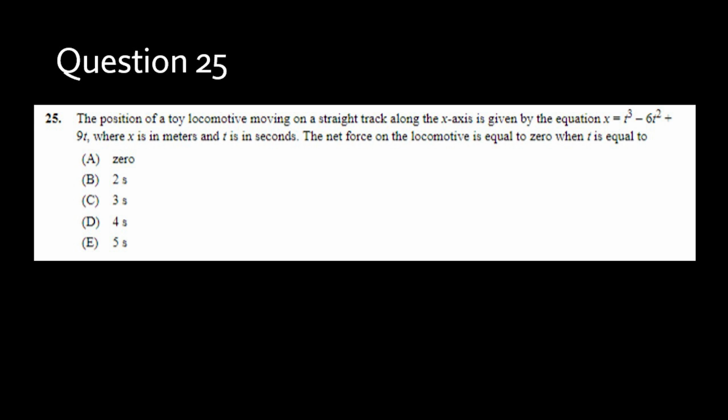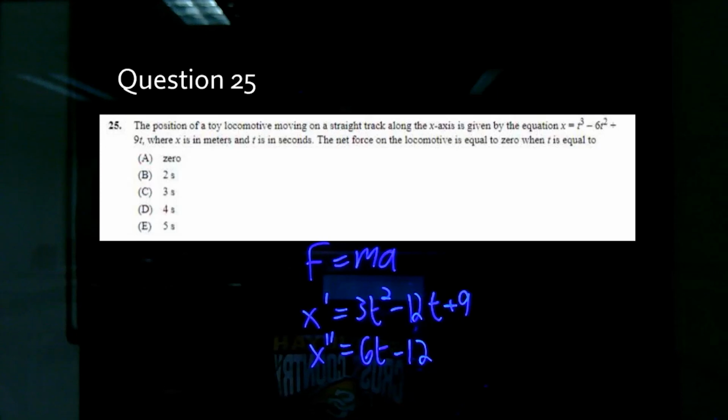Question 25. The position of a toy locomotive moving on a straight track along the x-axis is given by the equation x equals t cubed minus 6t squared plus 9t, where x is in meters and t is in seconds. The net force on the locomotive is equal to 0 when t is equal to what? Well, we know, given Newton's second law, F equals ma, that force would be 0 when acceleration is equal to 0.